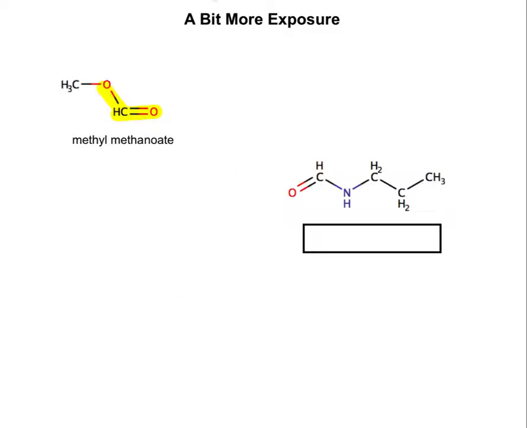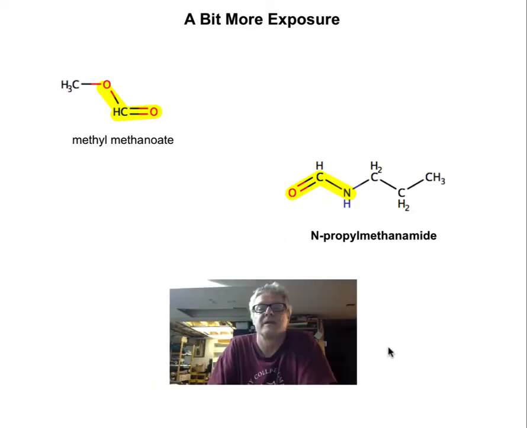On the other side, we have our C double bond O, again, single carbon, that's methanoic acid. Bond N, there's my amide group. That's an N branch, and it's 1, 2, 3 carbons long, so that's going to be called N-propyl methanamide. That's a propyl branch on the nitrogen and N-propyl on a methanoic acid stem, so N-propyl methanamide. And that's it for esters and amides.